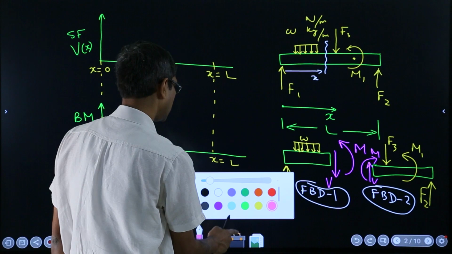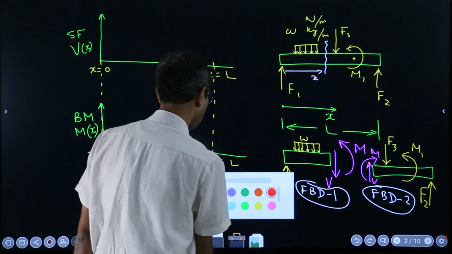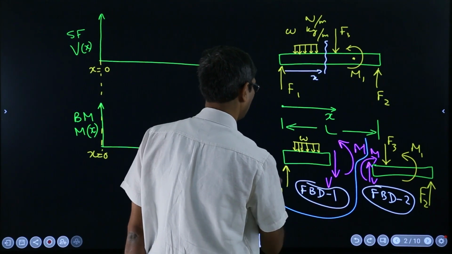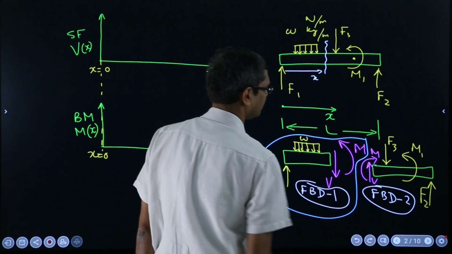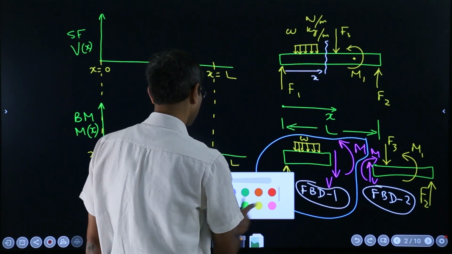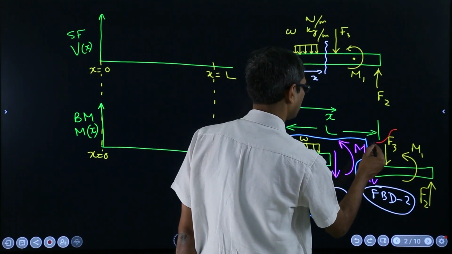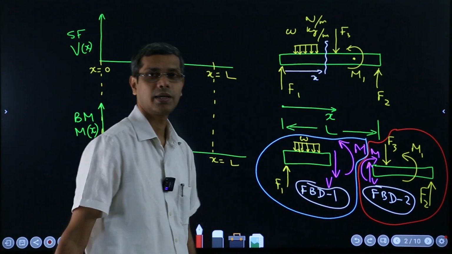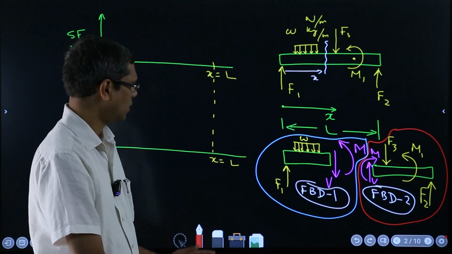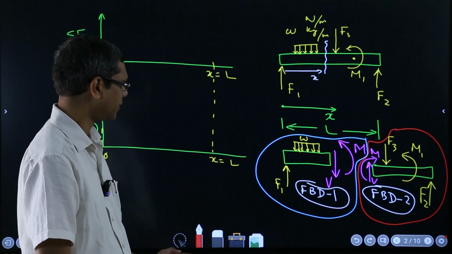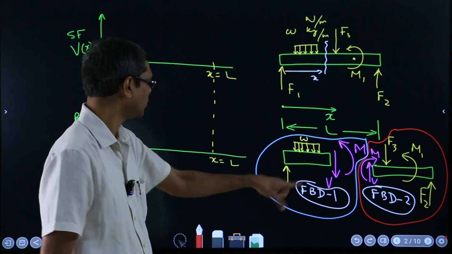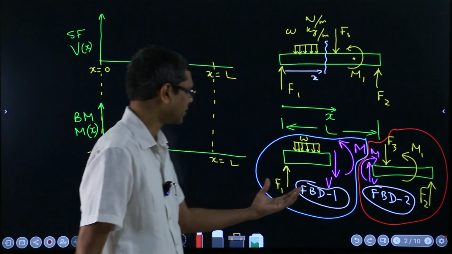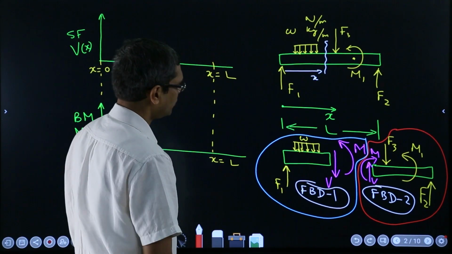Okay, now I'll just put a demarcation maybe. So this is for FBD1 and this is for our FBD2. Okay, so these are two possibilities of drawing the FBD, and from any of them you can get the value which will come and will be plotted here. Let's say we have kept this to start with. So what will you do?